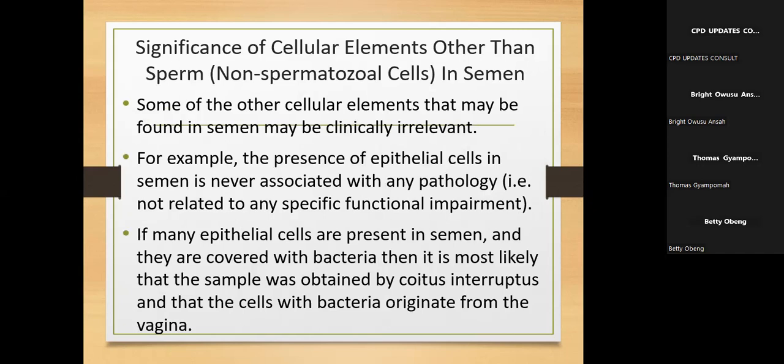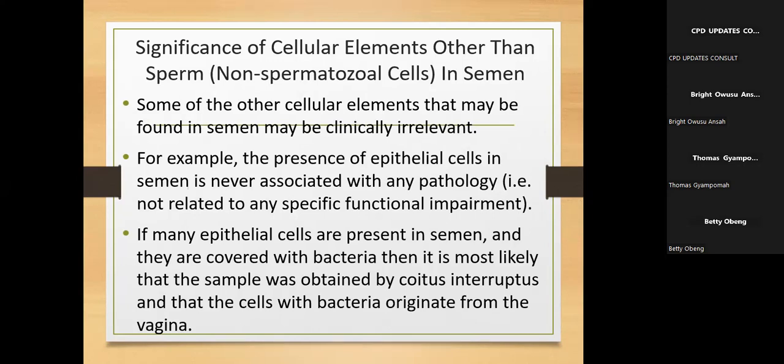So, the significance of cellular elements other than sperms. We talked about the round cells, if there could be other cells. Of course, some other round cells are the epithelial cells. Some of the other cellular elements that may be found in semen may be clinically irrelevant. For example, the presence of epithelial cells in semen is never associated with any pathology.